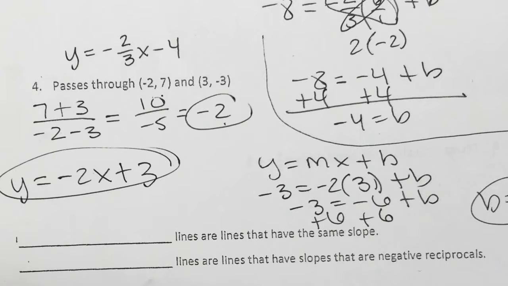This is what we're working on today. Alright, let's talk about these. Are these parallel lines? Yes? What is the slope of this line? Undefined. Good. What's the slope of this line? Undefined. Notice how they have the same slope? So in your first blank it says blank lines are lines that have the same slope. These would be what? Parallel. Go ahead and fill it in.